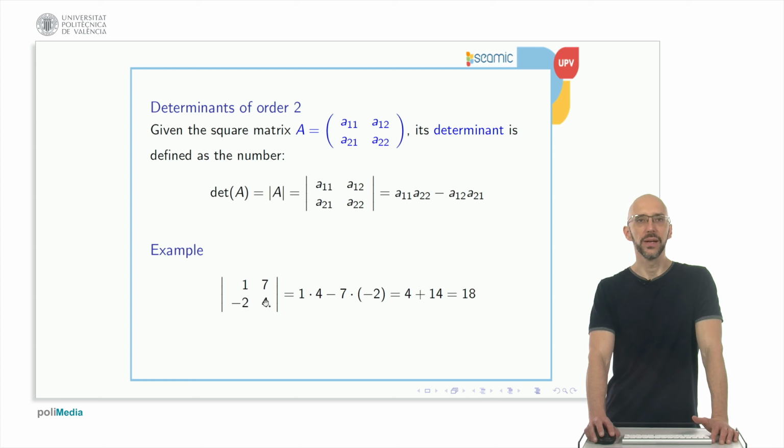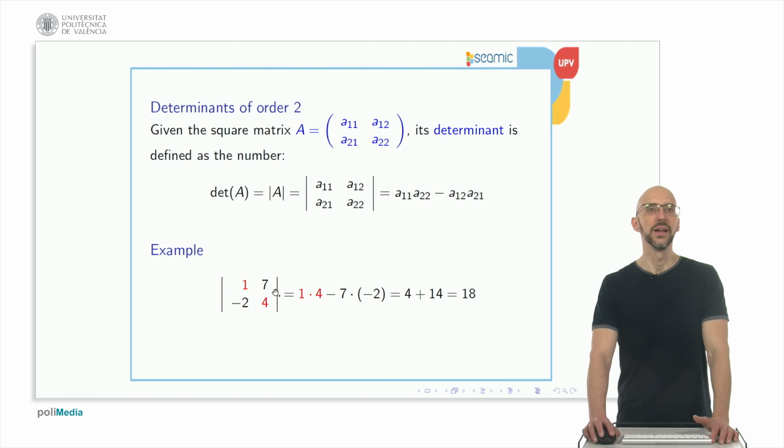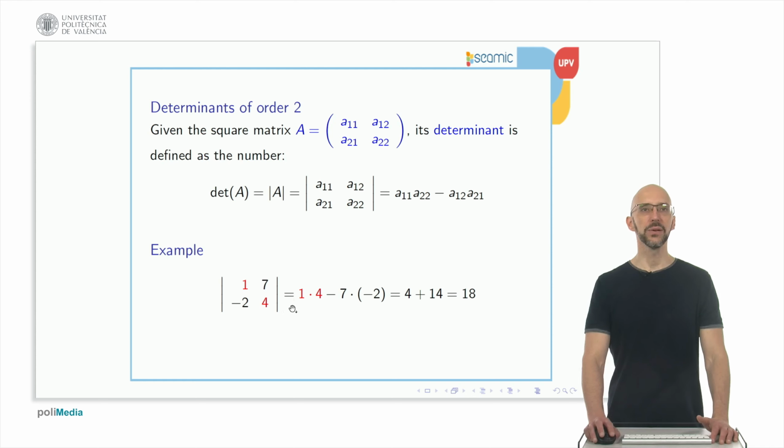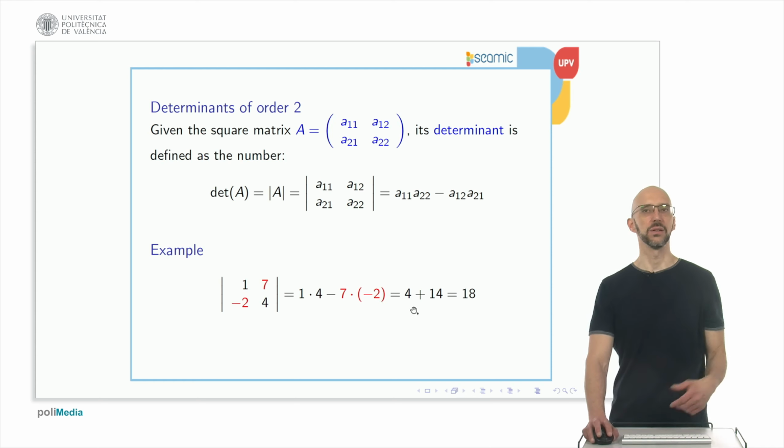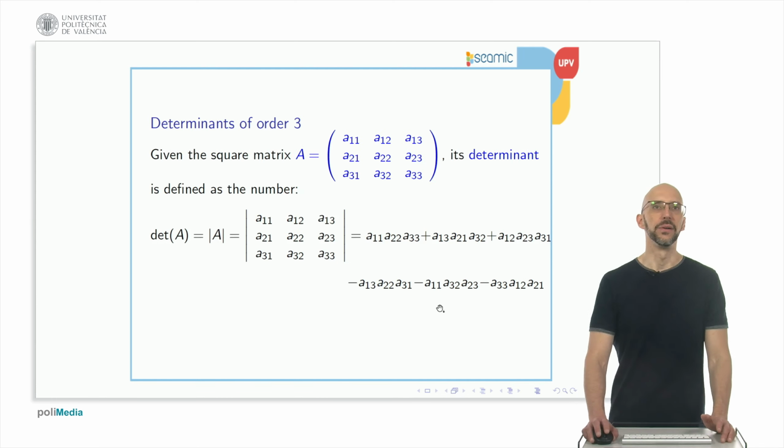As an example, we have here 1, 4, 7, -2. The main diagonal is 1 times 4, minus the secondary diagonal that is 7 times negative 2. So you only need to simplify and it's done. In red you can see the main diagonal and the secondary diagonal. So determinants of order 2, piece of cake, nothing to worry about. Come on, more things.